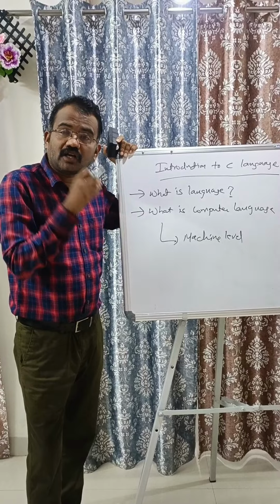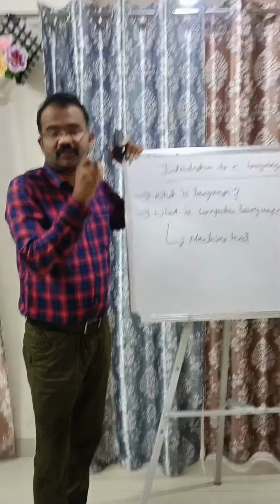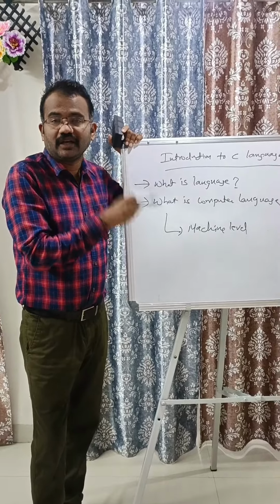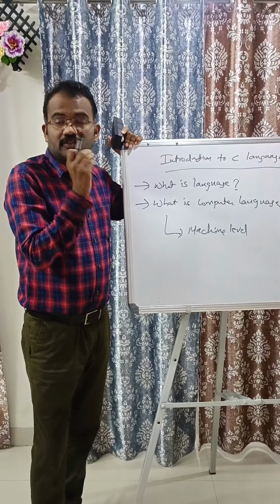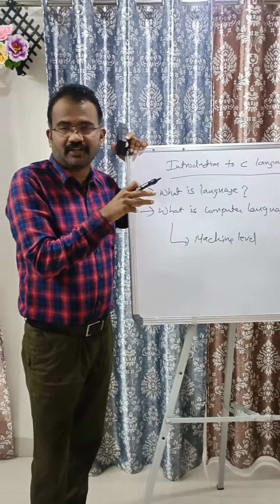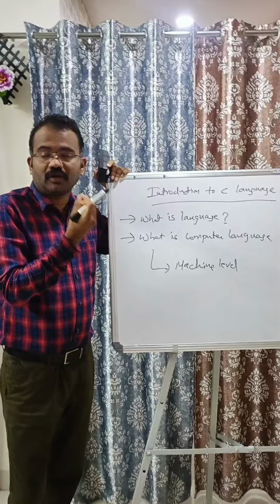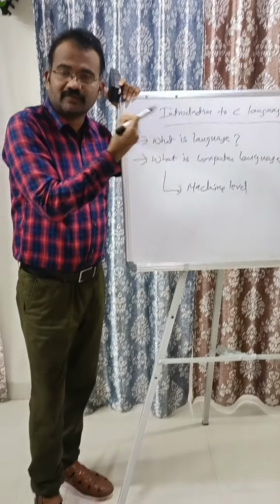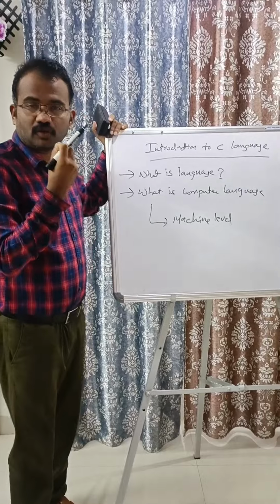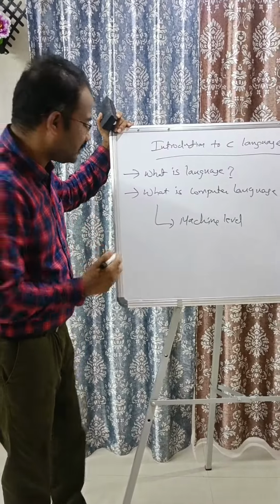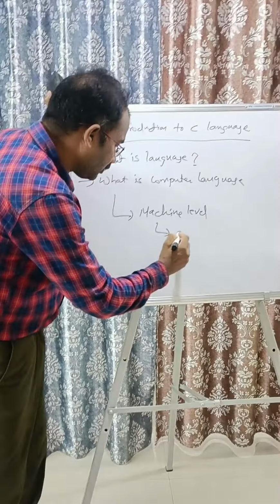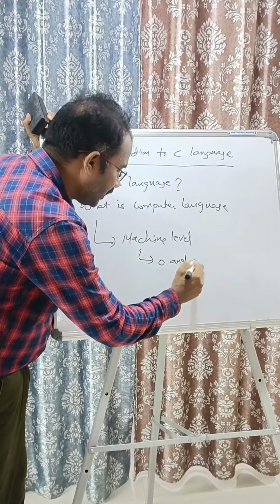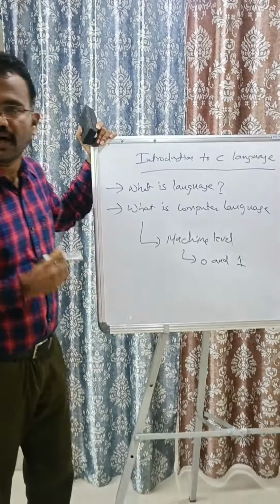So the computer is also an electronic device. It contains only two bits, two operations. That means we can communicate with the computer by using a language, that is machine level language. It understands only two bits. What are the two bits? 0 and 1.